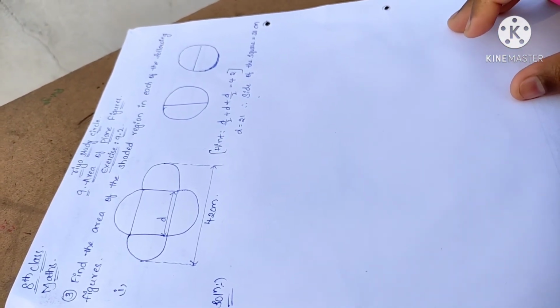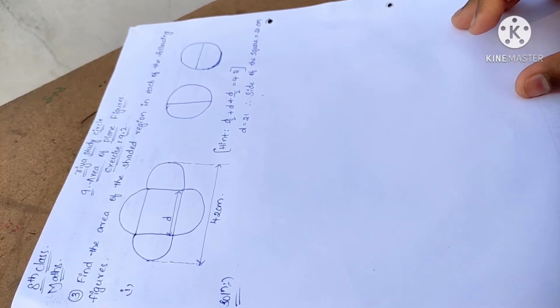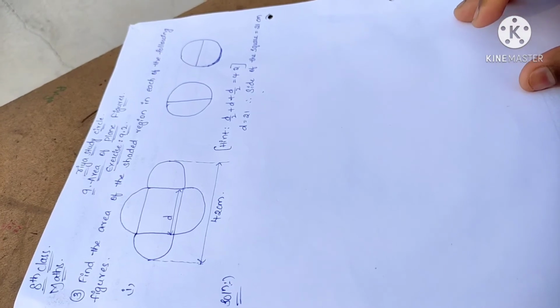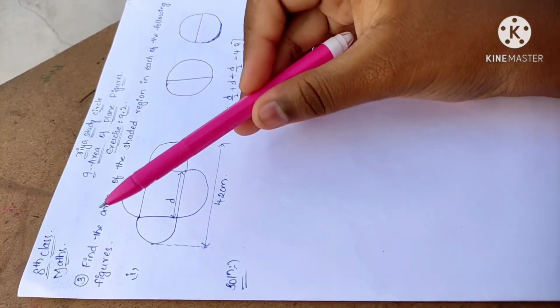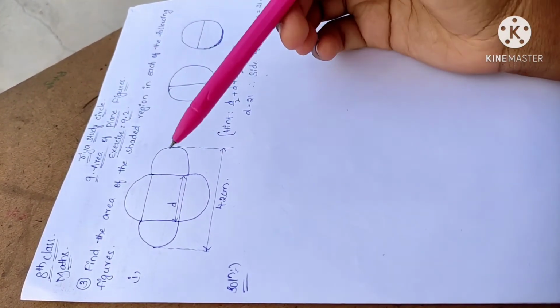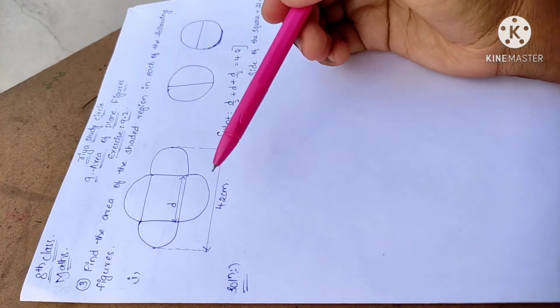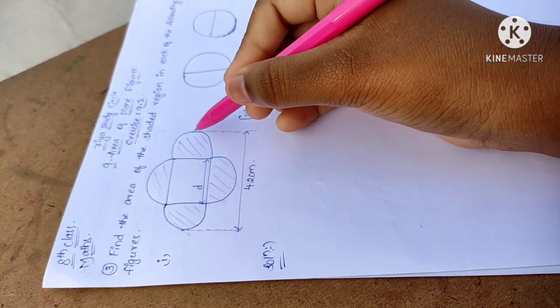Today I am going to explain 8th class maths chapter number 9, area of plane figures, exercise 9.2, third bit, first problem. The third problem is: find the area of the shaded region in each of the following figures. In that, I am going to explain the first problem. So the first problem is given like this.